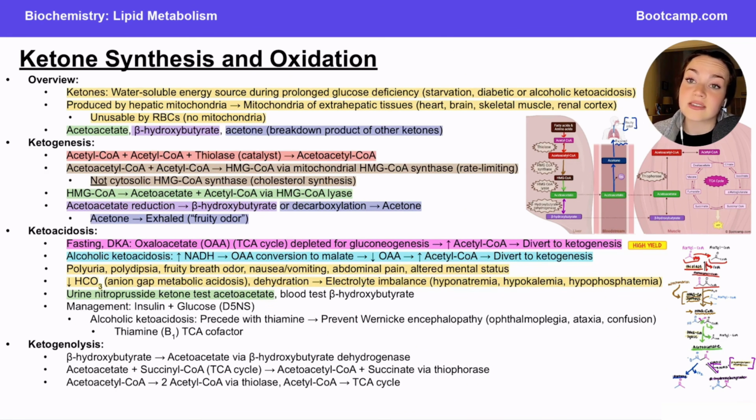And that's testing for acetoacetate, versus the blood test that you're ordering in the hospital, which more commonly tests for beta-hydroxybutyrate. So just be aware, there's no such thing as just ordering ketones.